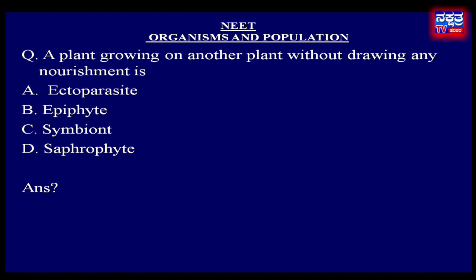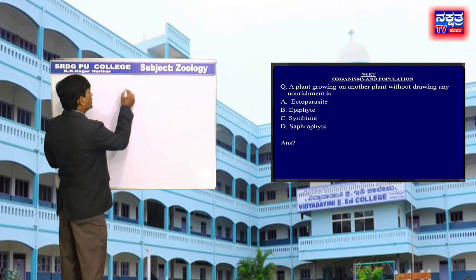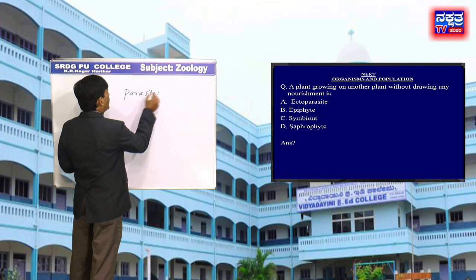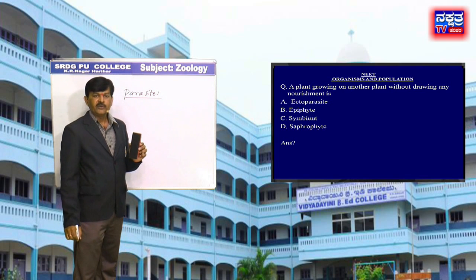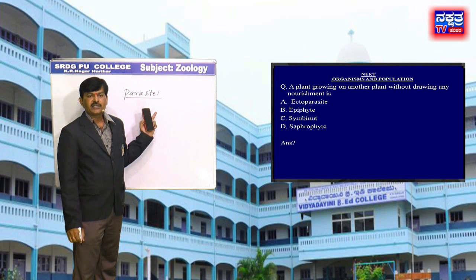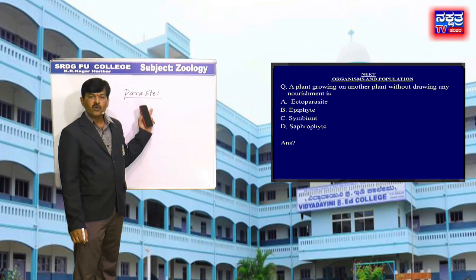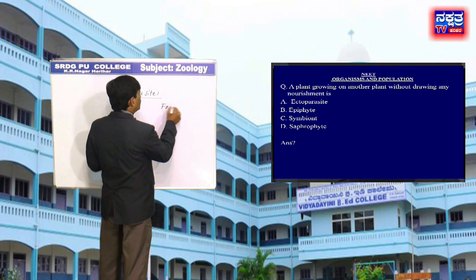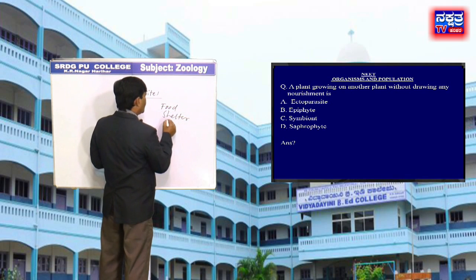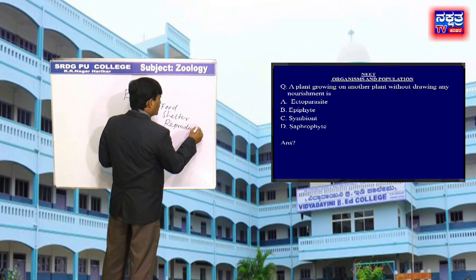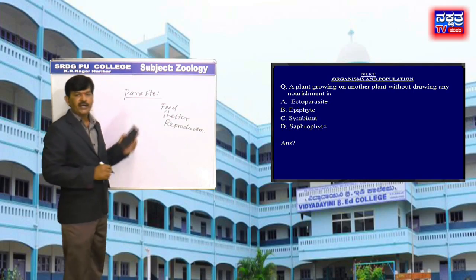Move to next question. A plant growing on another plant without drawing any nourishment is called option A, ectoparasites, B, epiphytes, C, symbiont, D, saprophyte. As you know, parasites are nothing but the organisms which depend on other animals or other bodies, or a host, for their food, shelter and for their reproduction.